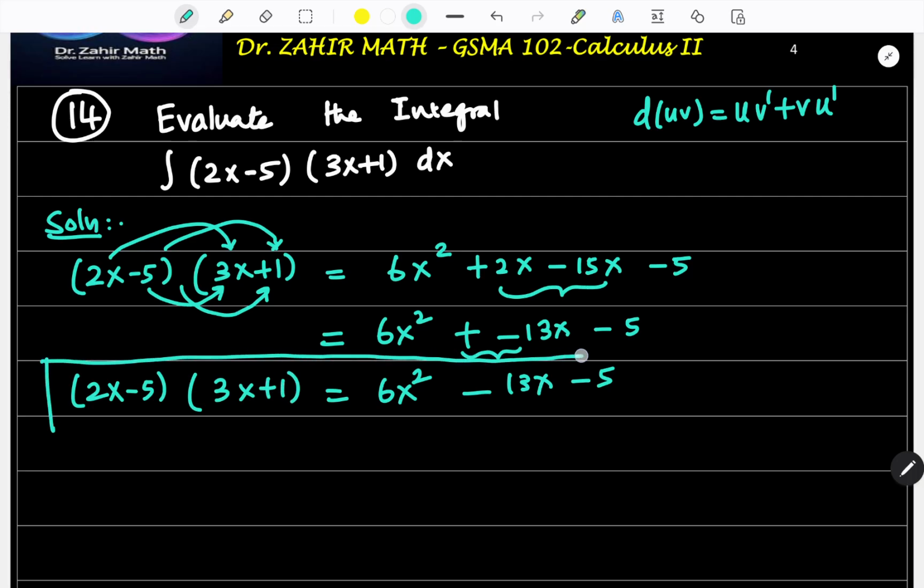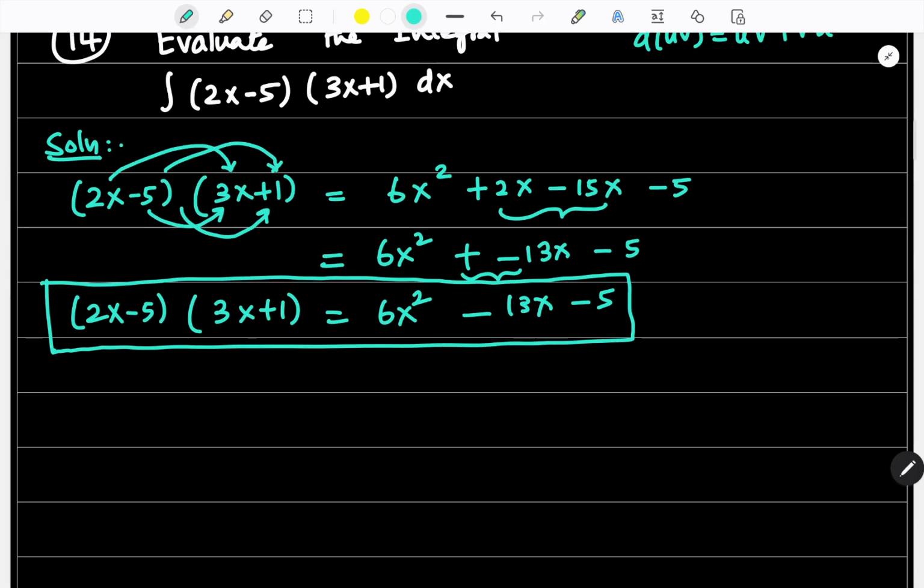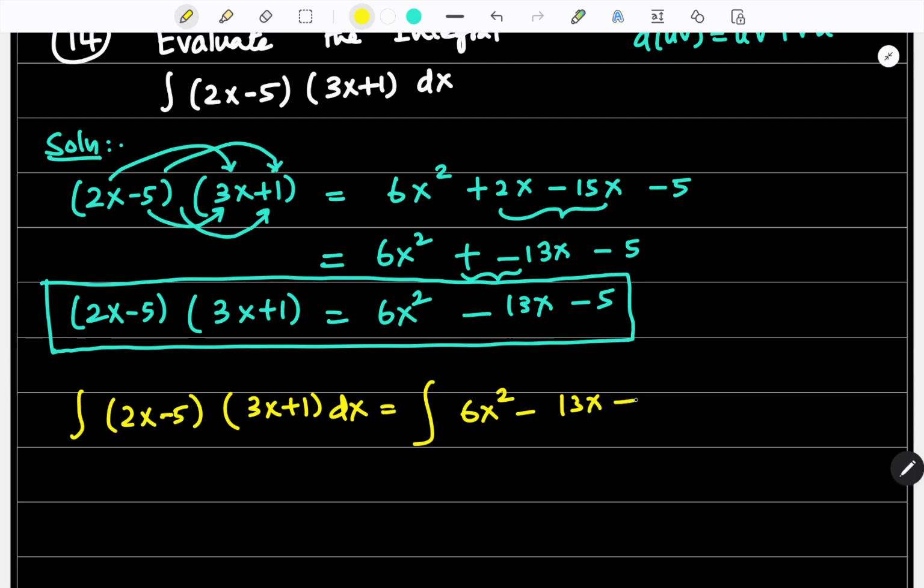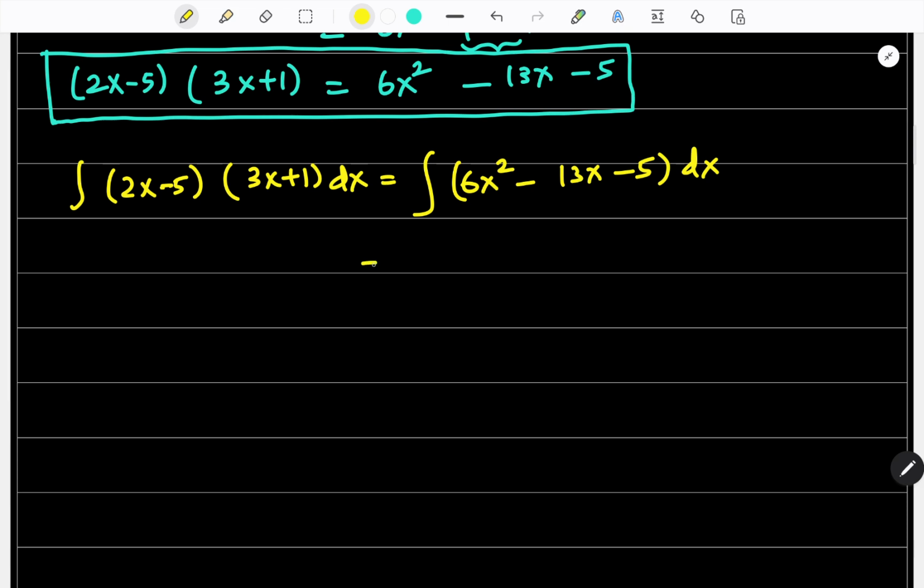So first I simplified using algebra ideas. So therefore the question integral 2x minus 5 times 3x plus 1 times dx is equal to integral 6x square minus 13x minus 5 times dx. Now it's easy. Yes. Now I'm going to apply the rule. What is the rule? Integral x power n dx is equal to x power n plus 1 divided by n plus 1 plus integrating constant c. The same thing I'm going to follow.